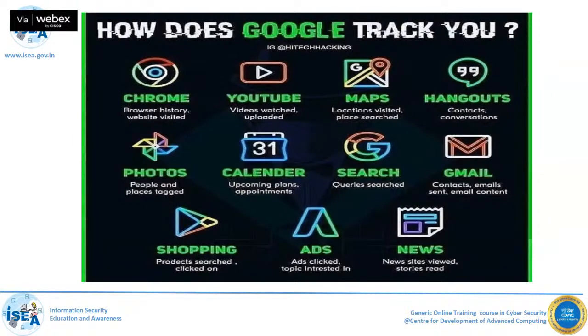Does Google track you? Google will track what kind of browsing you are doing, what kind of videos you are watching, where all you went, what kind of photos you have taken. When is your birthday, your family members' birthdays, what kind of searches you are doing, what kind of emails you are getting, shopping-related aspects, like whenever you search anything related to shopping, and ads, advertisements, and the news, right? So is Google tracking you in all these things or not?